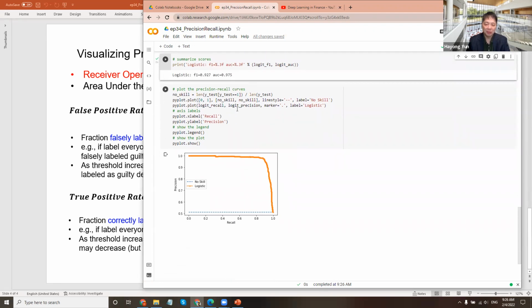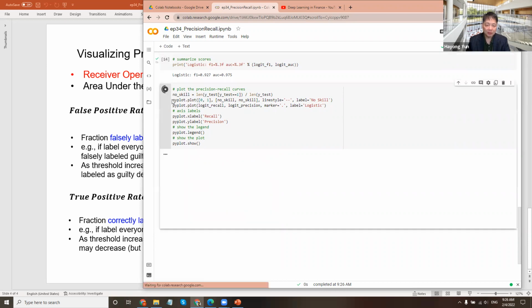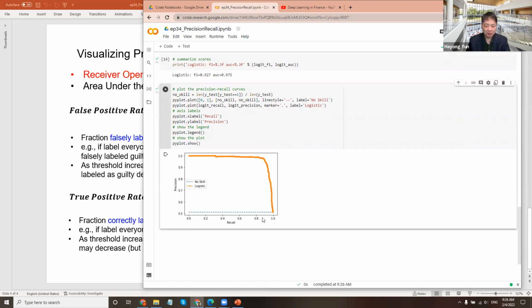And you can also plot the no skill and logistic models, recall and precision. Okay, and here we go. So when you have very high recall, you have low precision, and as the recall drops, the precision increases. But probably somewhere here is an optimal point where it actually has a reasonably high recall and high precision. So you probably want somewhere in this region. So this is how in Python you can use all these scikit-learn packages to help you measure accuracy. Thank you for watching this episode.